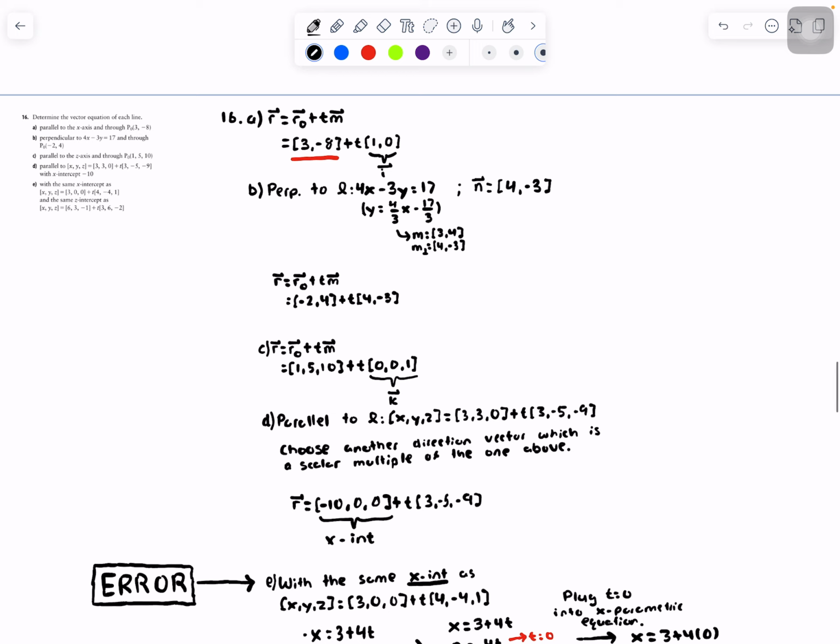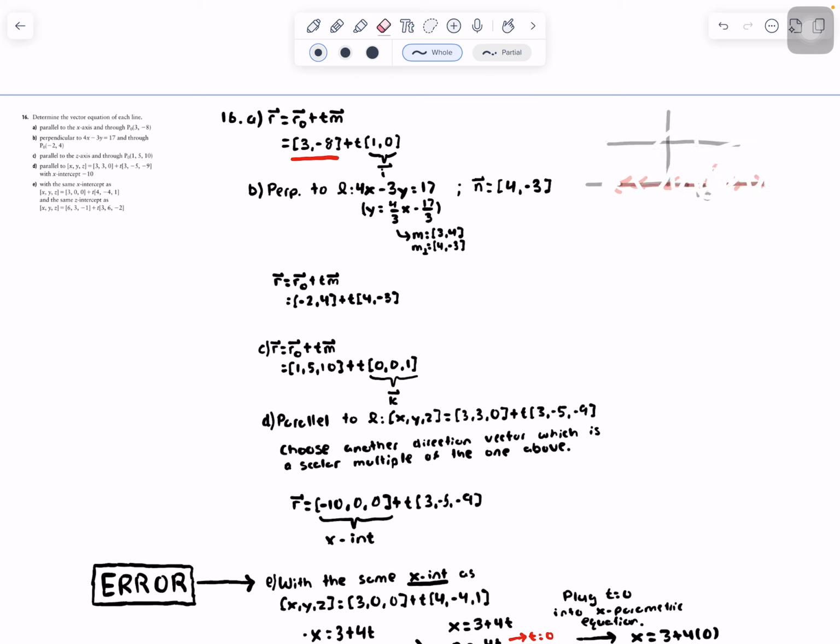You can also envision this as being, you have 3, -8, that's somewhere here, this point P0. The line that would go through it that's parallel to the x-axis looks something like this. Okay? So then the direction vector along the line would be I, right? And we can scale that with t as many times as we like, or in the reverse direction as well. Okay? Good.